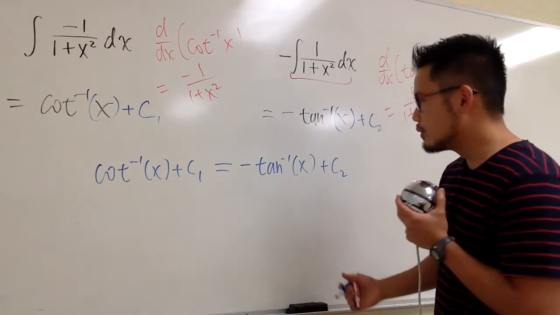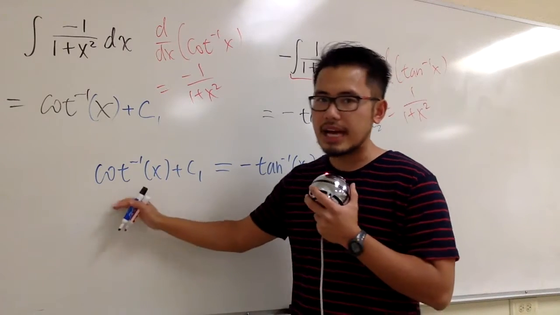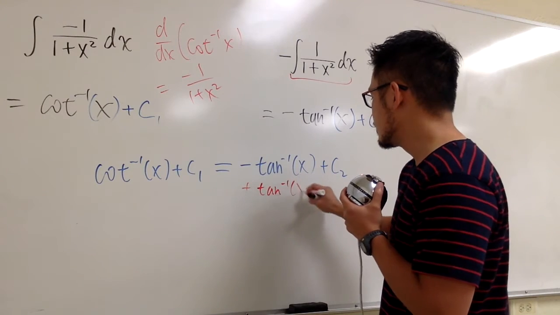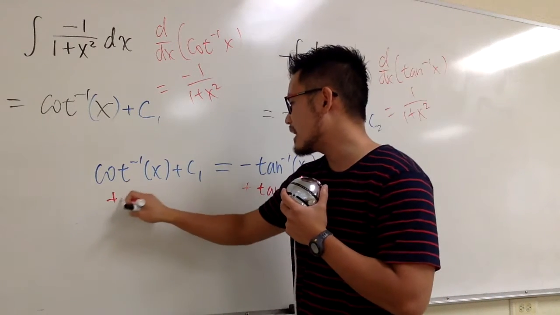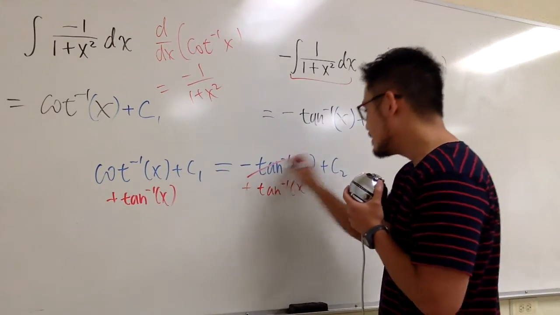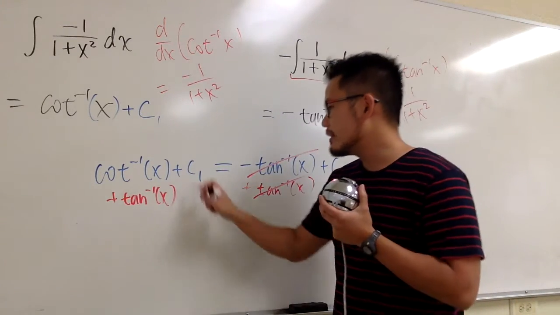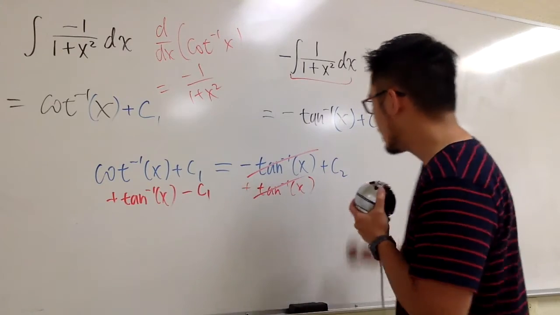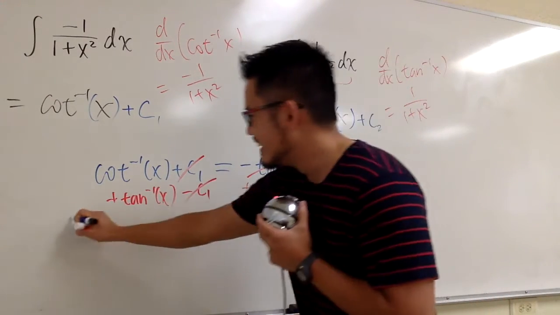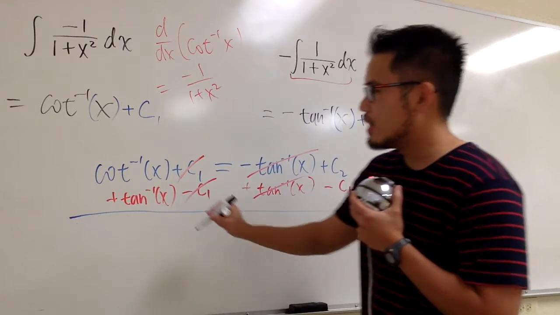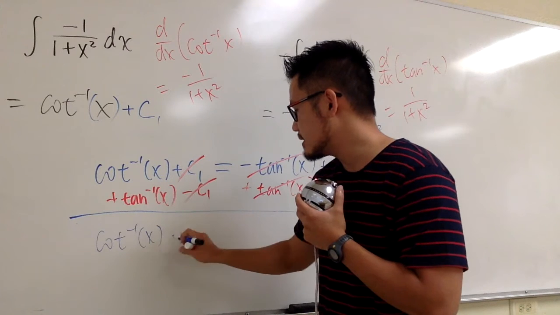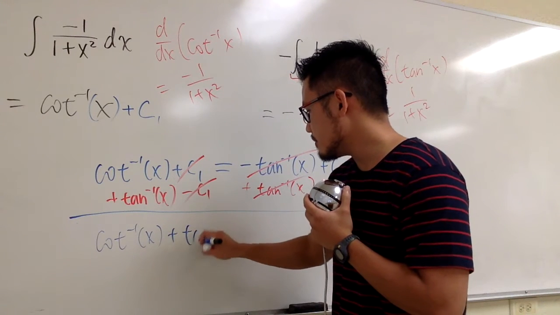And what I would like to do is move this to the other side. So let me just show you all the computational work real quick. This is good old algebra style. You add inverse tangent x on both sides, so that you can cancel. And then I want to subtract C1 on both sides, so that I can cancel. Right here on the left-hand side, we have the inverse cotangent x plus the inverse tangent x.